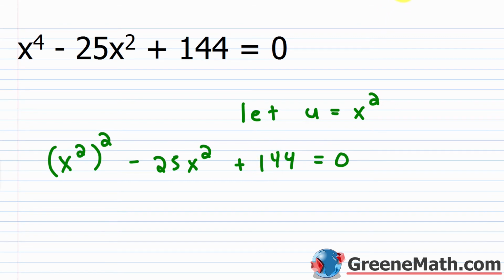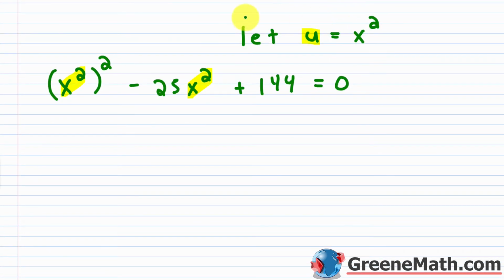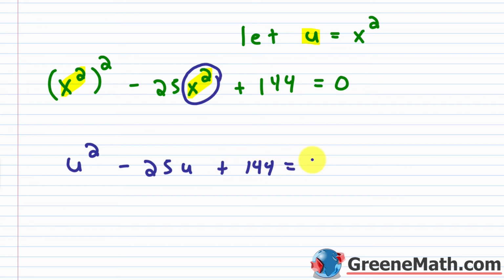So everywhere I see an x squared, I'm just going to plug in a u, because u is equal to x squared. What I'm going to say is that I have u that's being squared. Then minus 25u. I'm plugging in a u there. It's not squared because I'm plugging in a u for the x squared. Then plus 144 is equal to 0.